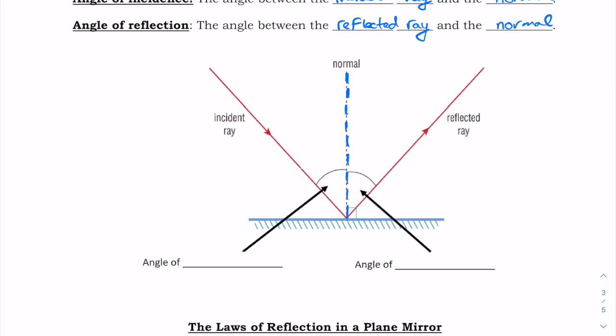So the angle formed between the incident ray and the normal, which I'll just indicate here in blue, is defined to be your angle of incidence. Similarly, the angle between the reflected ray and the normal, shown on the right, which again I'll highlight in blue, that is your angle of reflection. And I'll just make one note, which can be a common mistake. Always measure these angles relative to the normal, not the mirror.